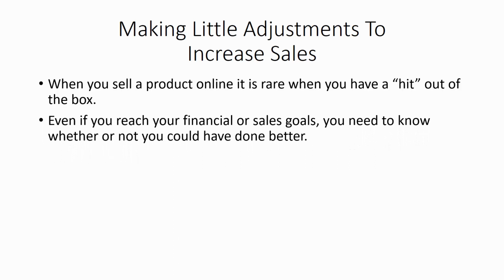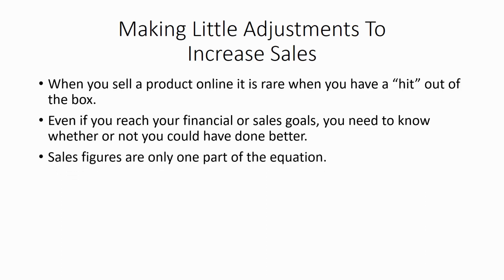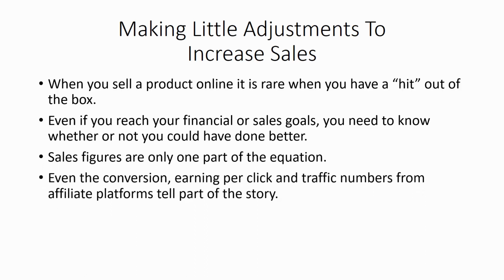And even if you're reaching your financial or your sales goals, you need to know whether or not you could have done better. Perhaps you had 300 sales or 300 units of sales, but you probably could have had 500 if you had had better information. Because sales figures are really only one part of the equation. Even after you get the conversion rate, the earnings per clicks, and the traffic numbers from the affiliate platforms, they only tell part of the story as to how well you're doing and how well you could have done.